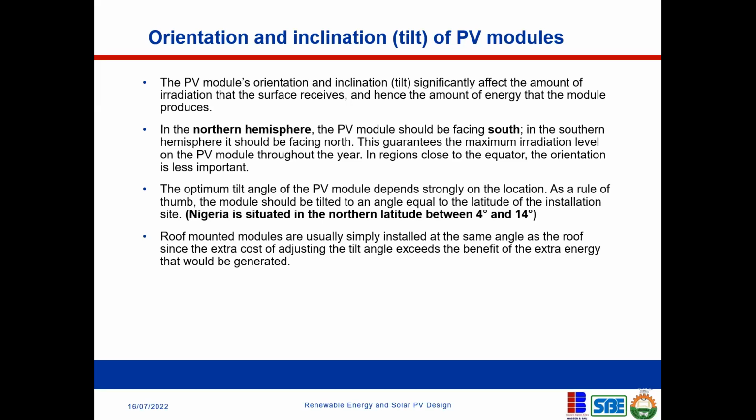So the optimum tilt angle of the PV module depends strongly on the location. As a rule of thumb, the module should tilt to an angle equal to the latitude of the installation site. Now, two things here, the orientation and the tilt angle. Orientation means: is it going to be facing north? Is it going to be facing south? Is it going to be facing east or west? So we have established that for Nigeria, since we are located in the northern hemisphere, our solar installation should be facing south. That is established.